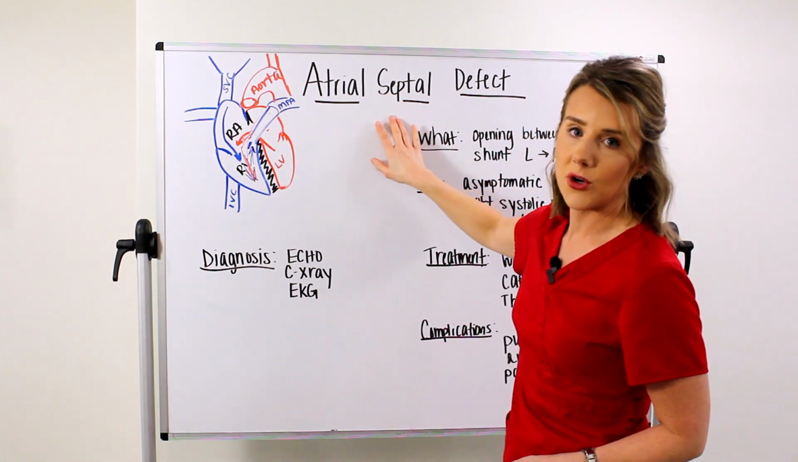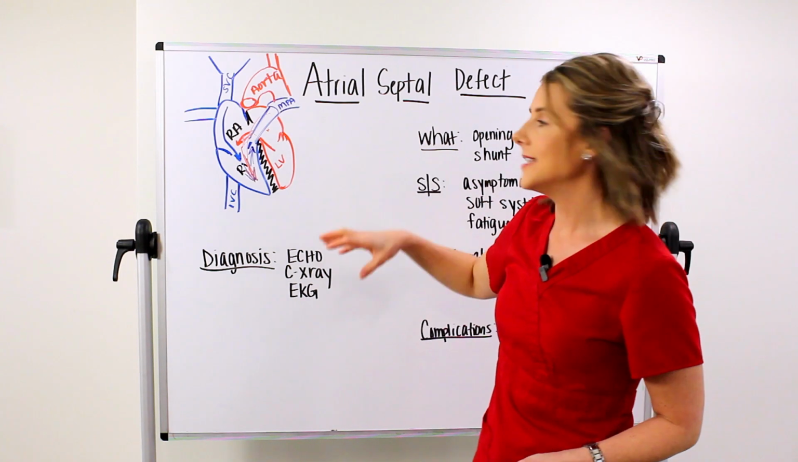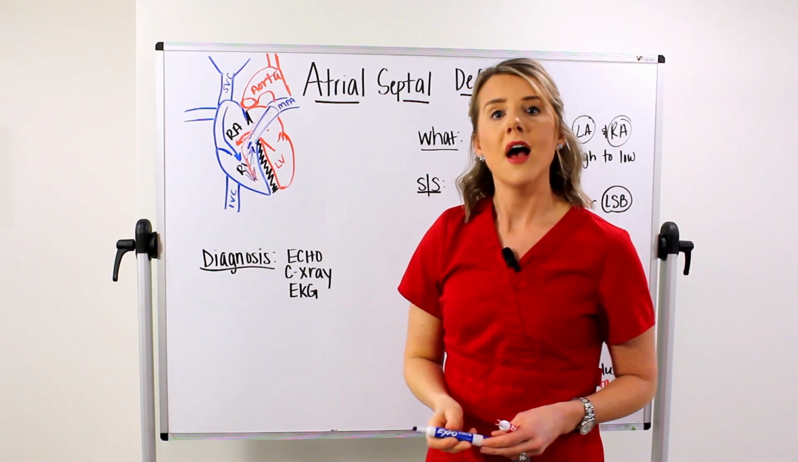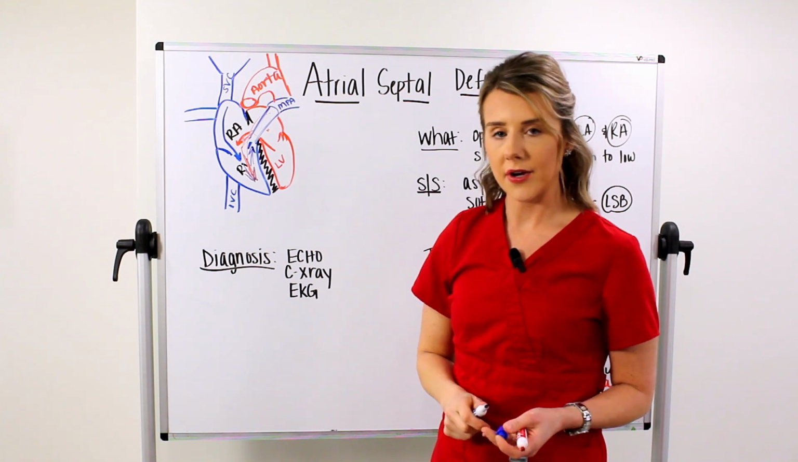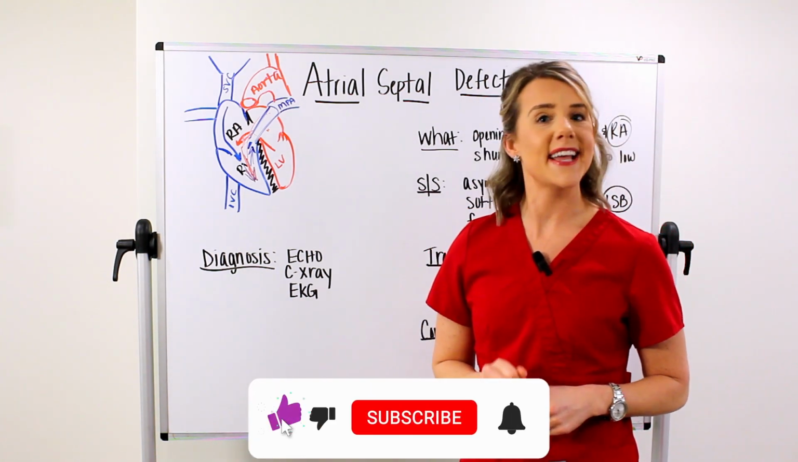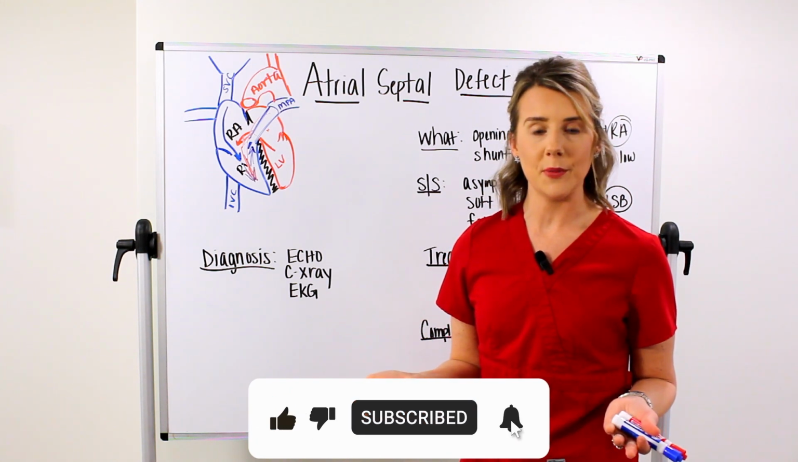Remember, this causes increased pulmonary blood flow that can tax out this right ventricle and cause that pulmonary hypertension of the main pulmonary artery. Hopefully that was a helpful review for you as you're studying ASDs and those disorders which cause increased pulmonary blood flow.